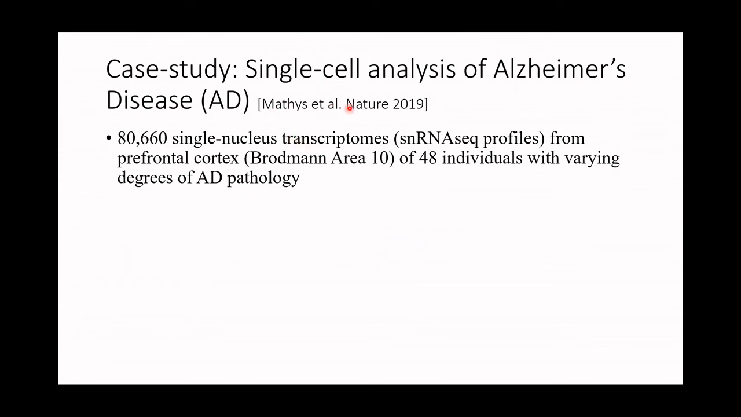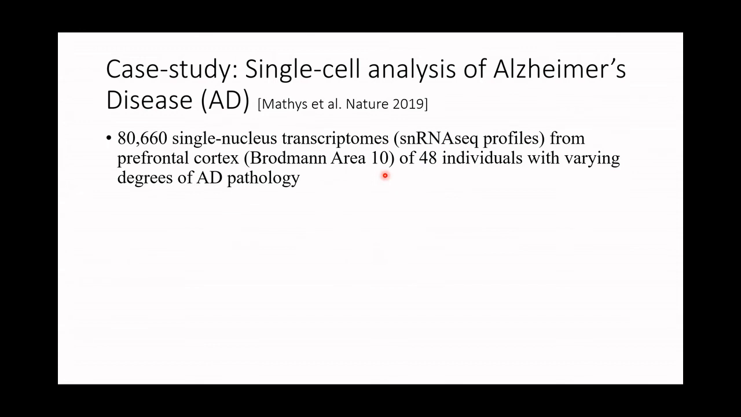This is a particular study published in 2019 by Mathys et al. from Manolis Kellis and his collaborators' group. This is looking at single cell analysis of data collected from 48 individuals. Half of them are from post-mortem brain samples of people who died of non-demented reasons, so these are control individuals, and another 24 had Alzheimer's disease with different levels of severity. From them, single nucleus transcriptomes, meaning the gene content of different cells, of 80,000 cells from across these patients, were collected from the particular Brodmann area called 10, which is the frontal pole area of the prefrontal cortex.